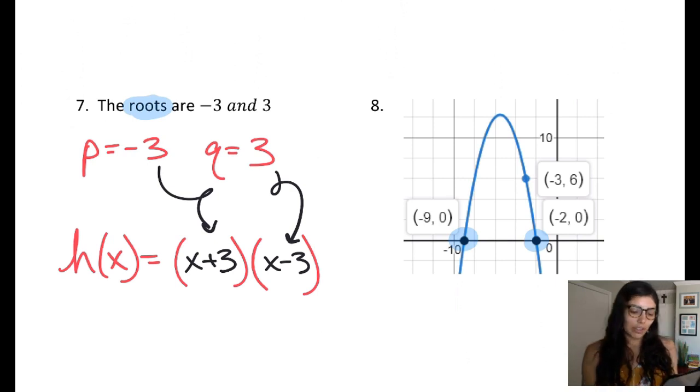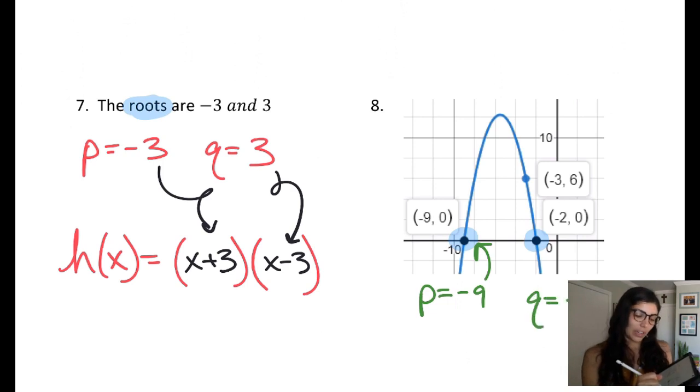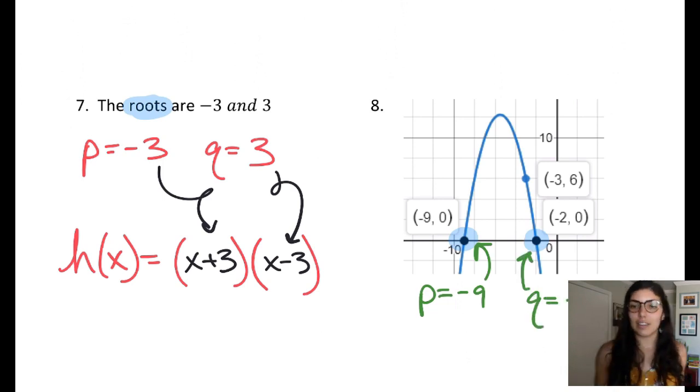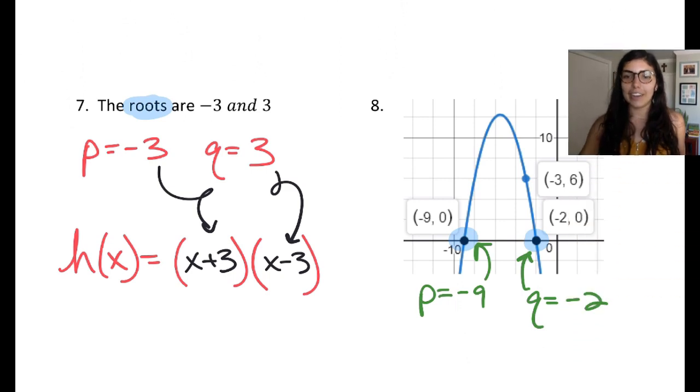On number 8, you should have done something very similar. You should have noticed that P is -9, because that came from right here. That's where it's crossing the x-axis. And that Q is -2, because it's crossing the x-axis. P and Q are my roots, zeros, x-intercepts, and solutions. So, oh, you can't see what I'm writing because my face is in the way. Hold on. Here I go. Okay, now you can see what I'm writing.